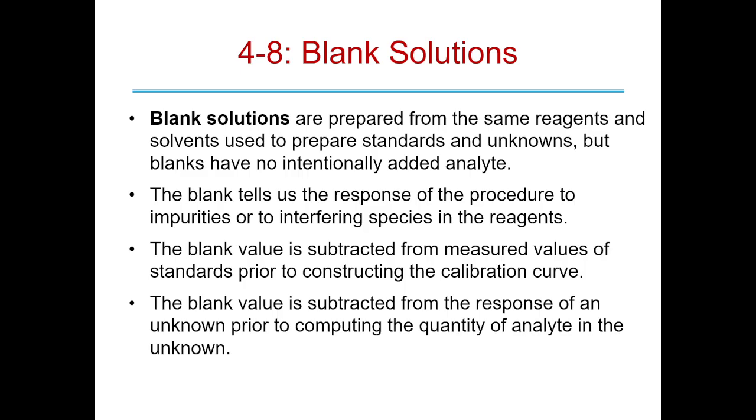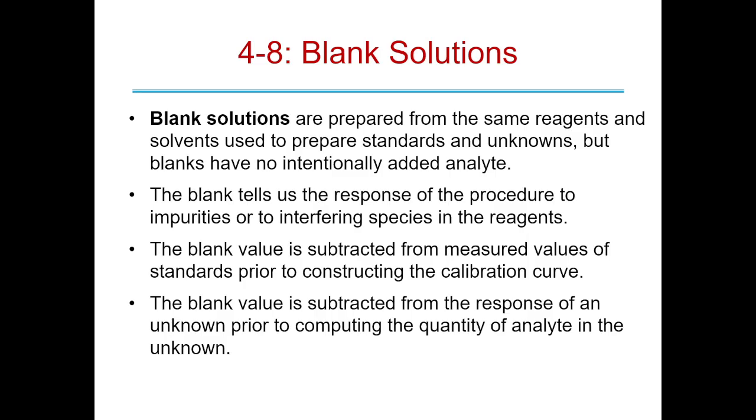The blank value is subtracted from your measured values of standards prior to constructing the calibration curve. Can anybody tell me what this actually is? Remember how we started all this with types of uncertainties? And we said we have the randomized versus what? Systematic, right? This is actually systematic error, isn't it? And we're subtracting the systematic error out. Okay? This is an application of that.